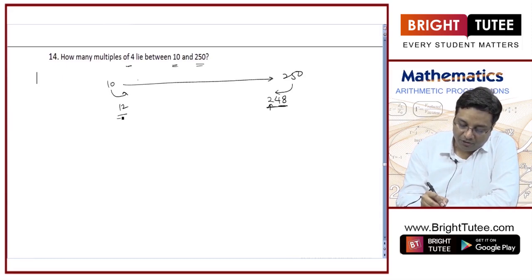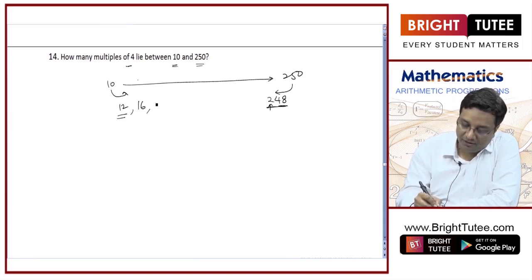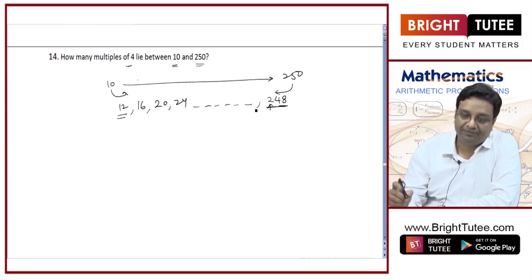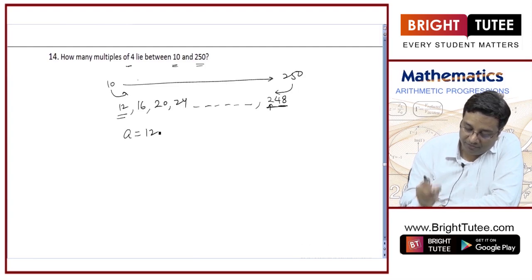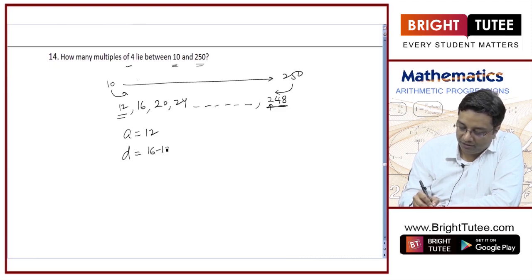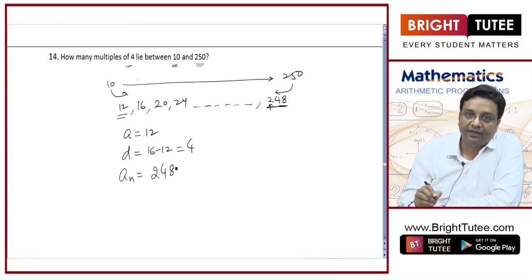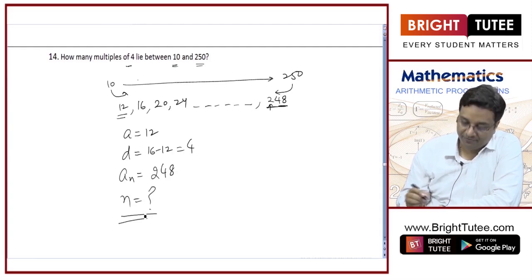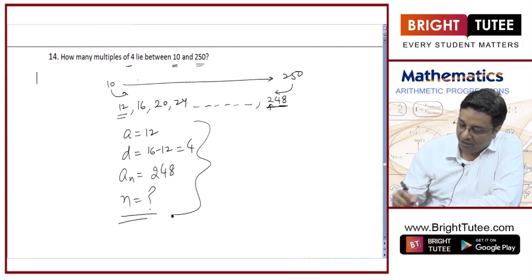Now what will be the next multiple after 12? I just need to add 4. 16 will be the next multiple, then 20, 24. So this is the sequence which goes up to 248. Now I have got the first term, which is equal to 12. I have got the common difference, which is equal to 16 minus 12 equal to 4. Right. I have got my nth term, 248. What I need to find out is n. How many multiples are there?